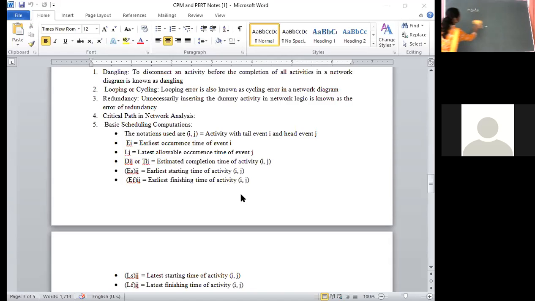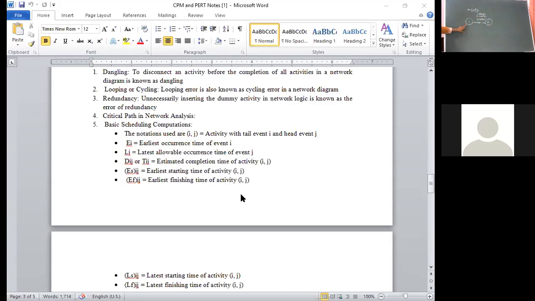Here, for example, I am considering 2 nodes. The starting node is always represented by number 1. For example, the starting event is 1, the end event is 2. Whatever time duration it will take, maybe in hours, maybe in days, maybe in weeks, 4 weeks, 4 days, they will mention whatever it is.